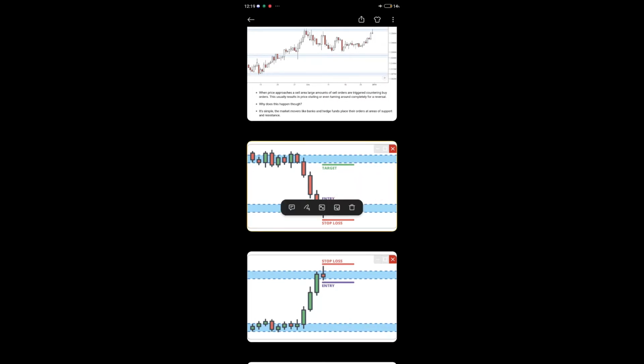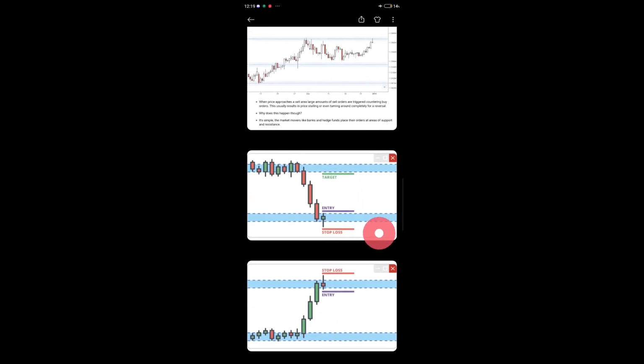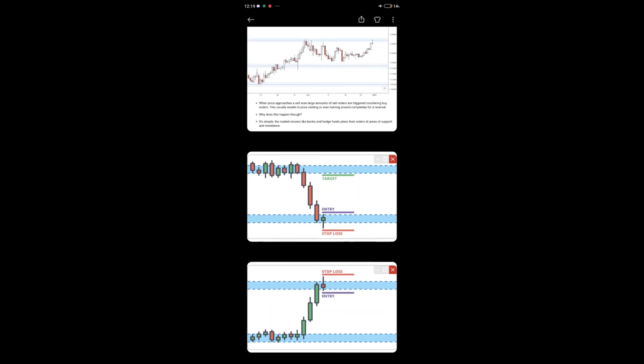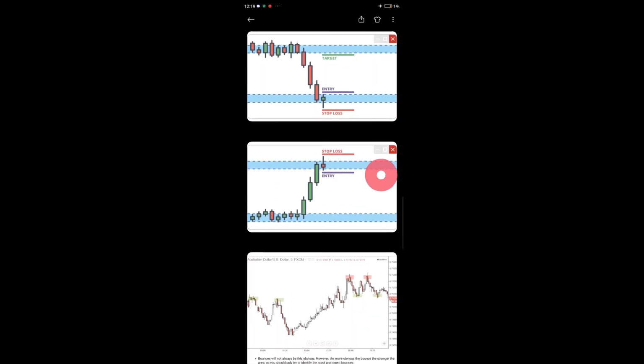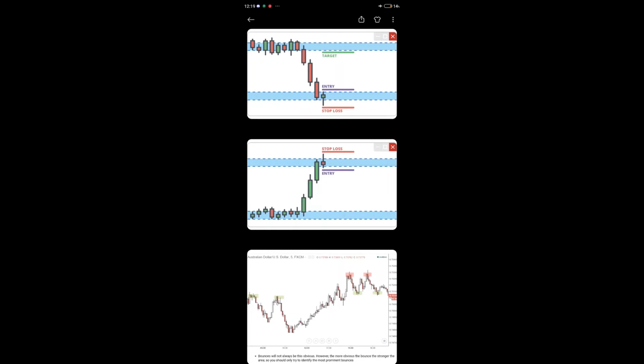So this is another one. The buyers took a long position, and when it reached the resistance level, this is the resistance level, now here the sellers were many in the market, and they started placing their sell orders at that point. So you enter your trade there, you enter your stop loss there, and you take your profit at around this support area, as you can see.